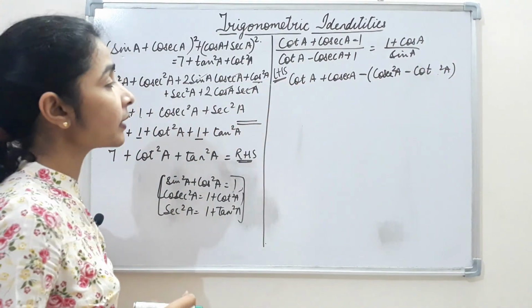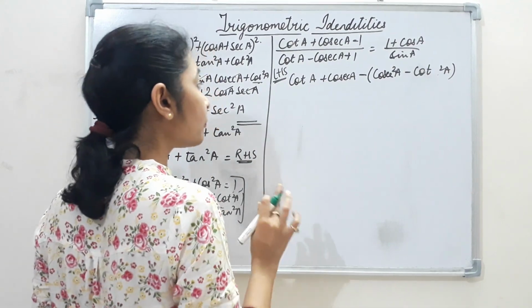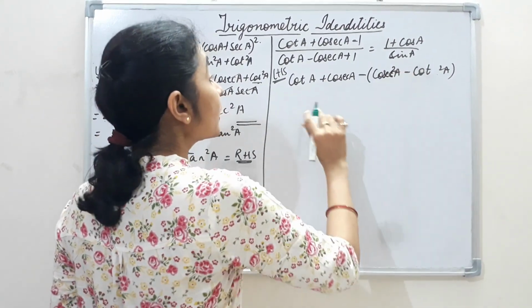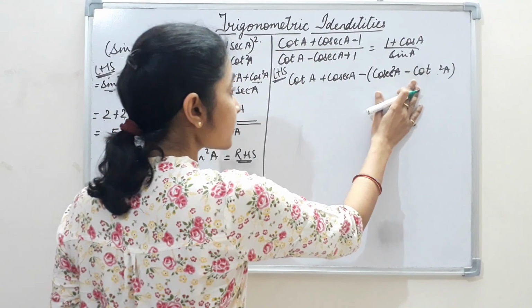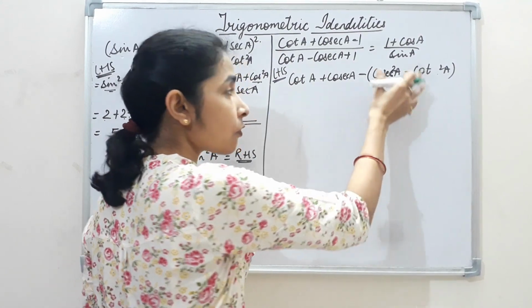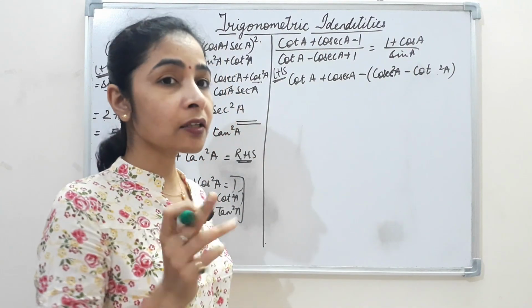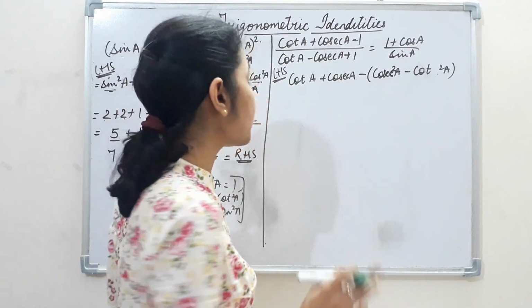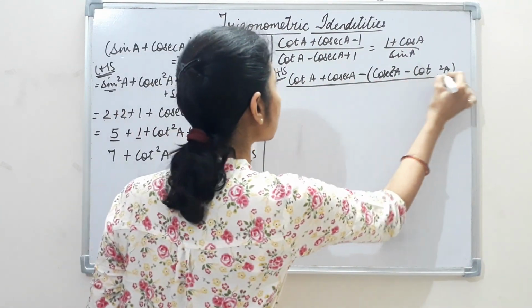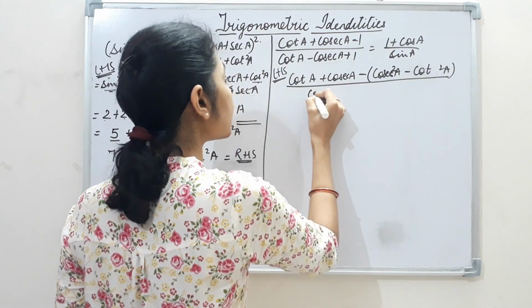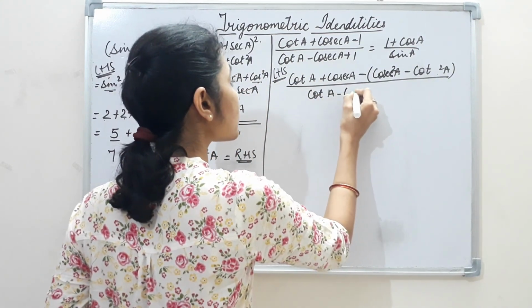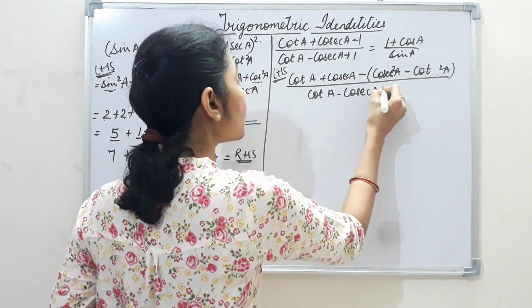Okay, cosec square A minus cot square A is equal to 1. Now here, if we see this, it is in the form of a square minus b square. I can write it in the form of (a plus b) into (a minus b). So in the next step I am going to do the same, and the denominator remains as it is, cot A minus cosec A plus 1.